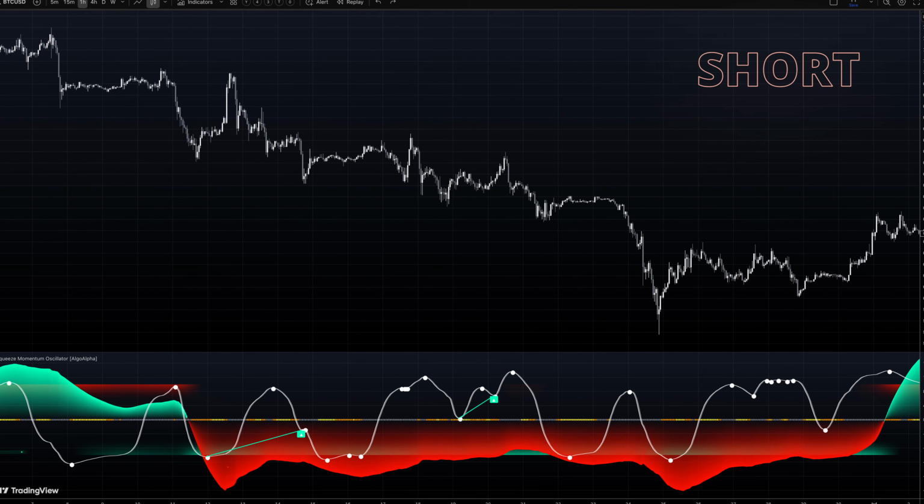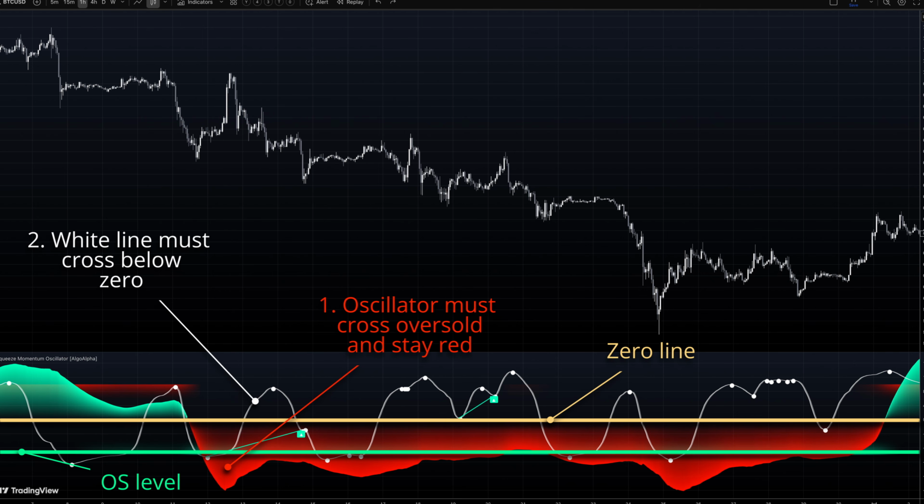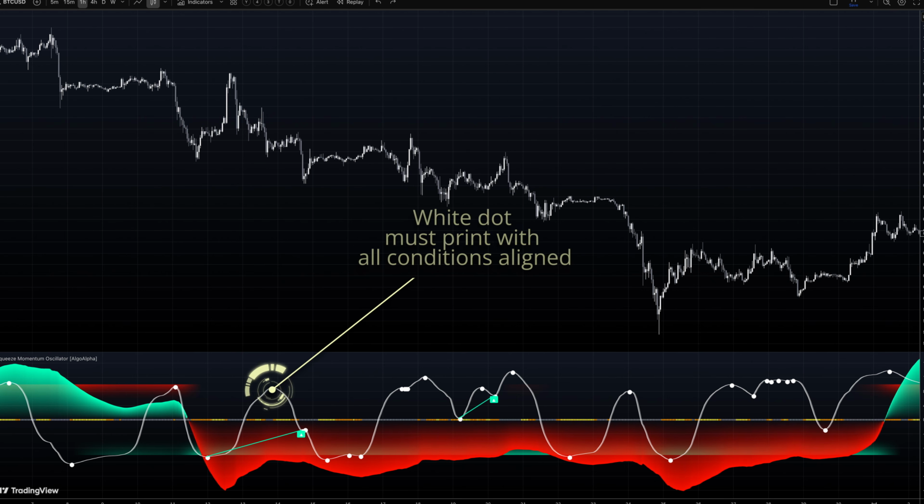Short entry setup. For shorts, the underlying oscillator must cross the oversold level and stay red, while the swing oscillator's white line crosses above the zero line. Enter when it prints the white dot.